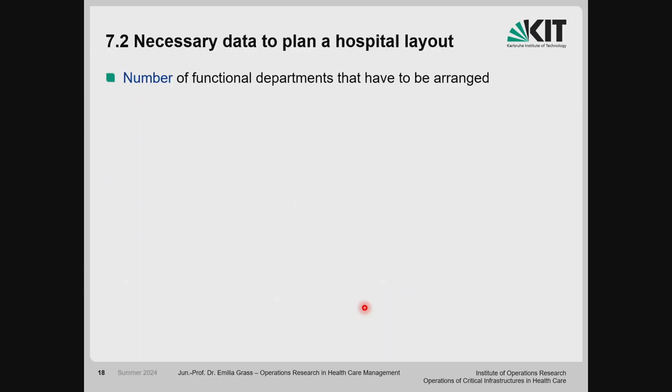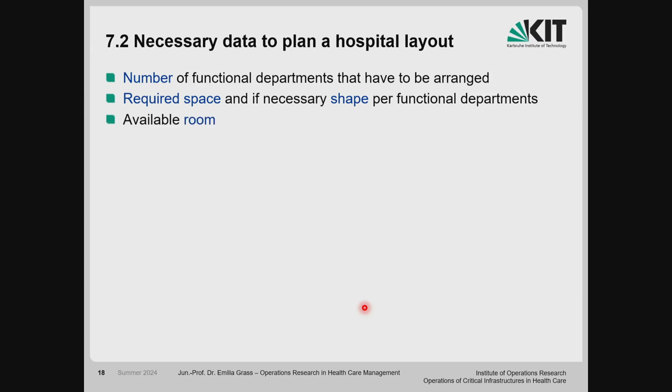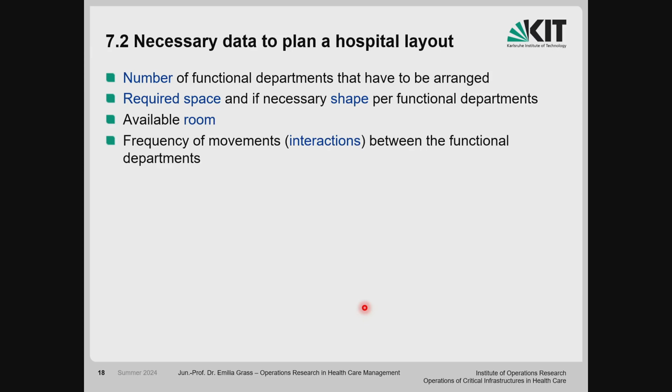Okay, so what kind of data do we need? Of course, the number of functional departments that have to be arranged. We have the required space and also shape. Not every department has maybe the same shape. In maternity units, sometimes they have some kind of circle. I don't know exactly why, but they have it pretty often. Then available rooms and frequency of movement. So how often do these departments interact with each other? If a surgery always has a radiology beforehand, then of course they have a high interaction between them.